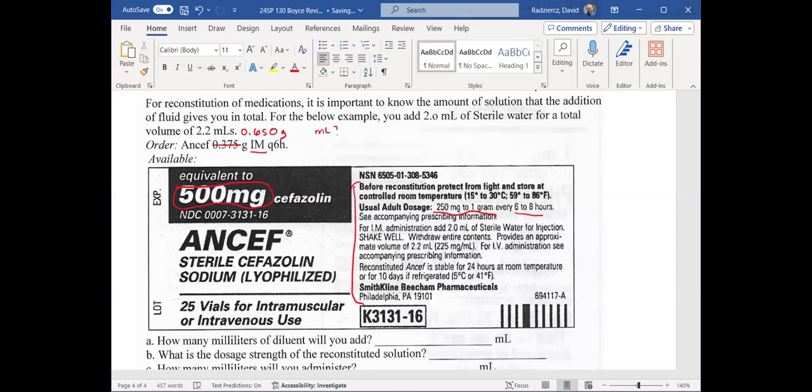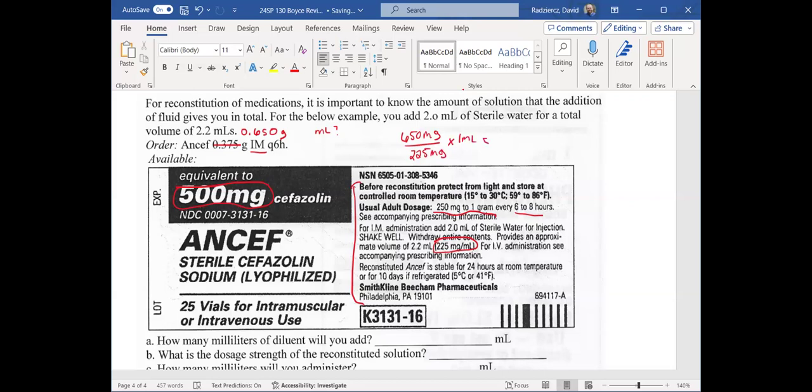It'll tell you to add some water for injection and shake well. Then what you're looking for is this right here: what the addition of water makes your concentration. Once you know that, you just solve it like any other parenteral medication question. So I'm going to convert this to 650 milligrams, divide by 225, and multiply by my quantity.